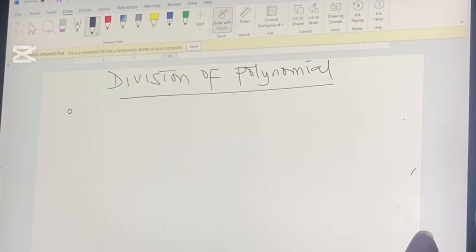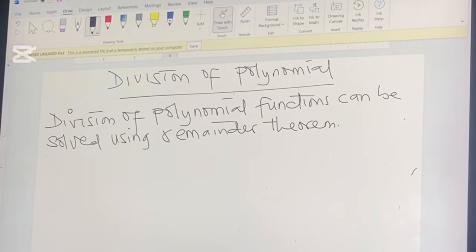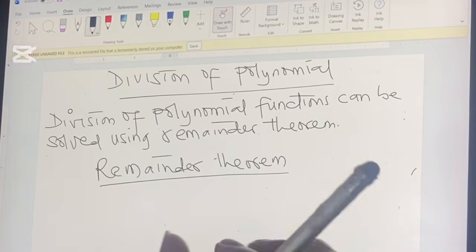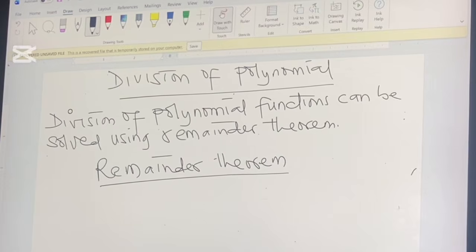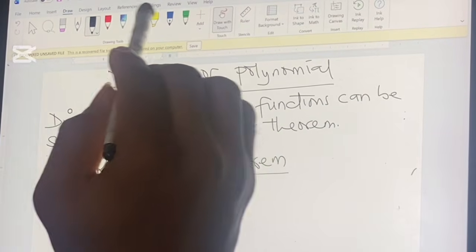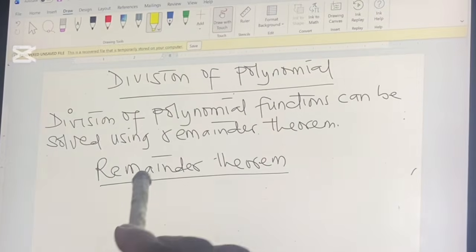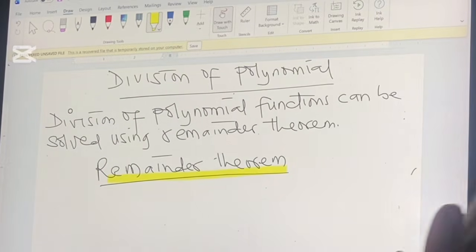Division of polynomial functions can be solved using remainder theorem. Let's consider what remainder theorem is. Please write remainder theorem. Whenever we are dividing a polynomial in a long division method, we call that particular theorem remainder theorem. Please take notes.